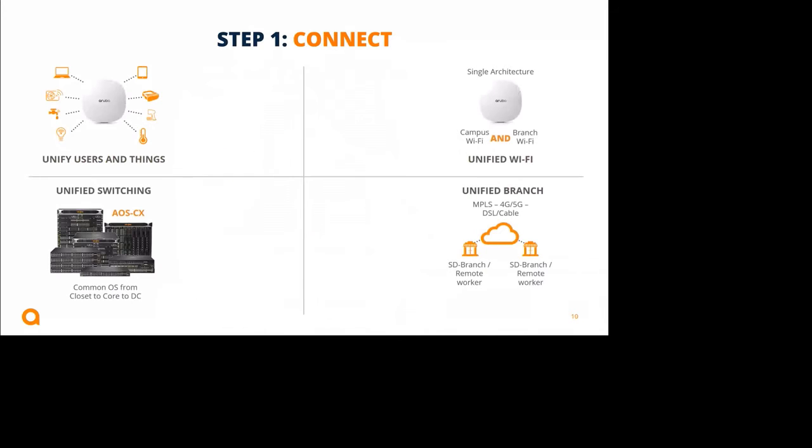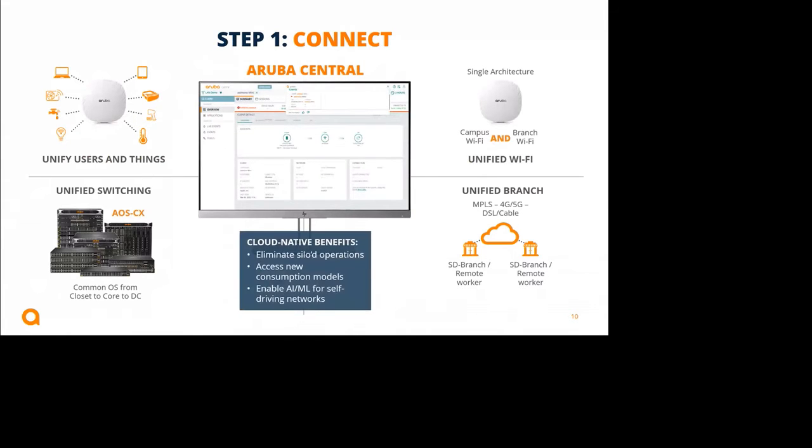So let's summarize the connect layer. As I said, we're evolving towards the IoT connectivity platform with a single architecture for Wi-Fi, for campus, branch, and also remote workers. We're unifying the switching side with AOS 6, which spans from the smallest wiring closet to the high-end data center core switches. And we're unifying branch connectivity, using the same methodology with our SD-WAN portfolio. But in order to facilitate state-of-the-art management tooling, we still need to rely on the cloud.